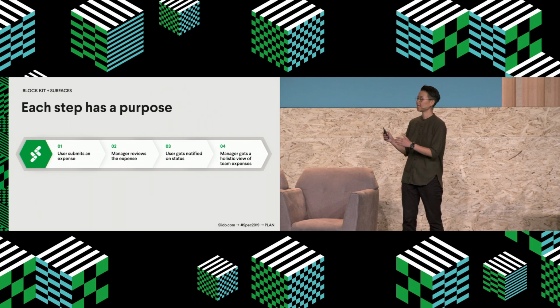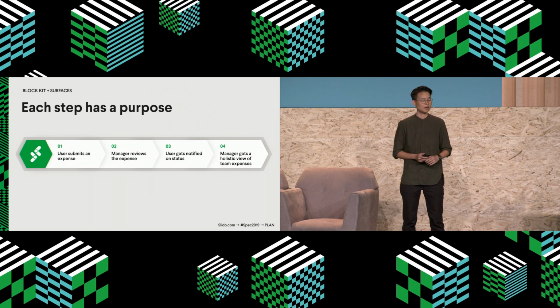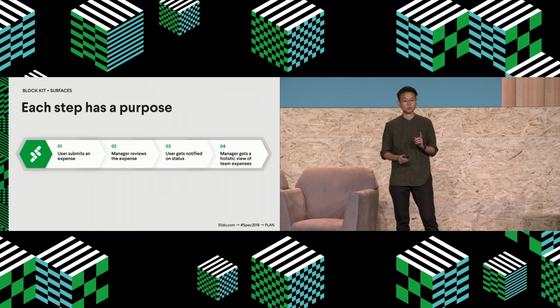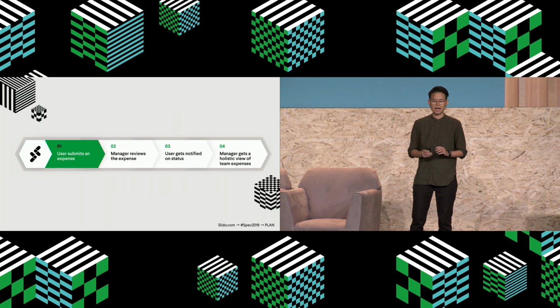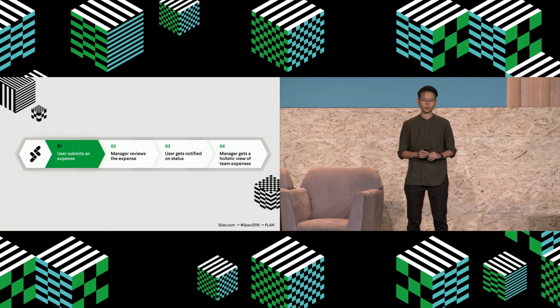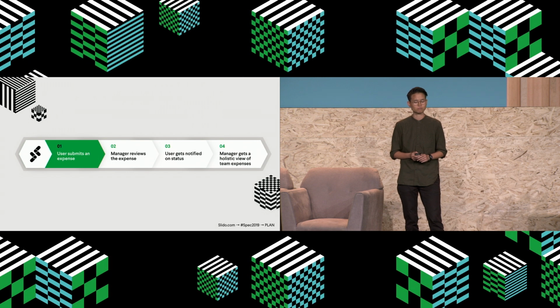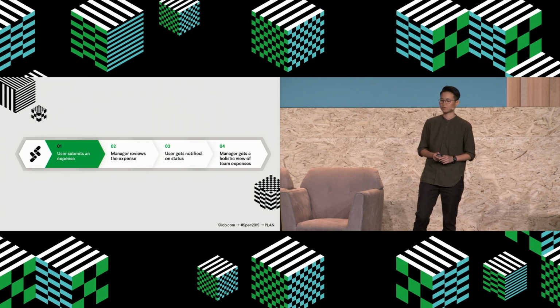Here's the flow from getting an expense approved to seeing an overview. And as you can see, every step only has one purpose. Our end user's name is Julie, and today she's submitting an expense. Step 1, what do I need from Julie? Well, I need the receipt of that expense and the information around that particular transaction. So what should the experience be?